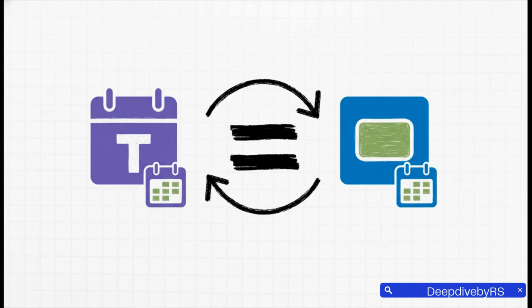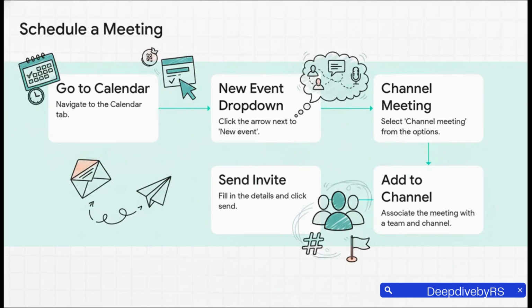It's a lifesaver. Now here is a pro tip for all your project work. Stop scheduling standard meetings. Instead, choose channel meeting. This is a total game changer because it links the meeting directly to your project's channel. That means the invite, the chat before the meeting, and even the recording after all live right there in the project workspace, where the whole team can find it easily.